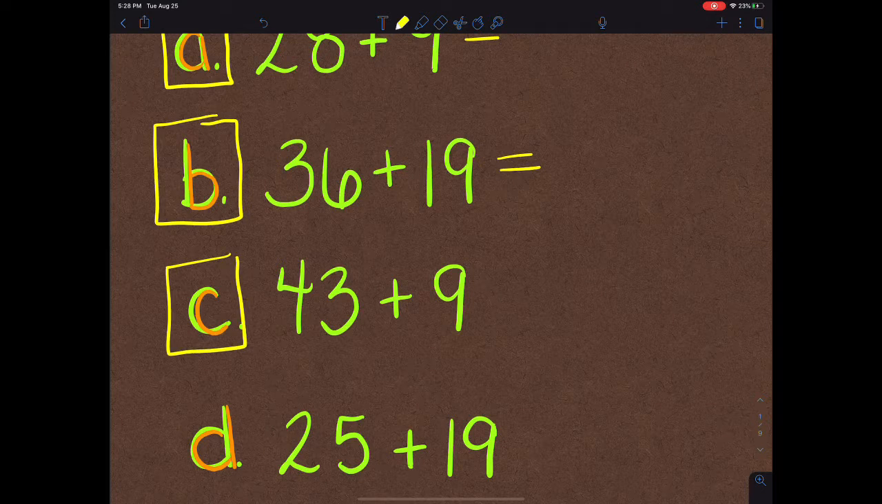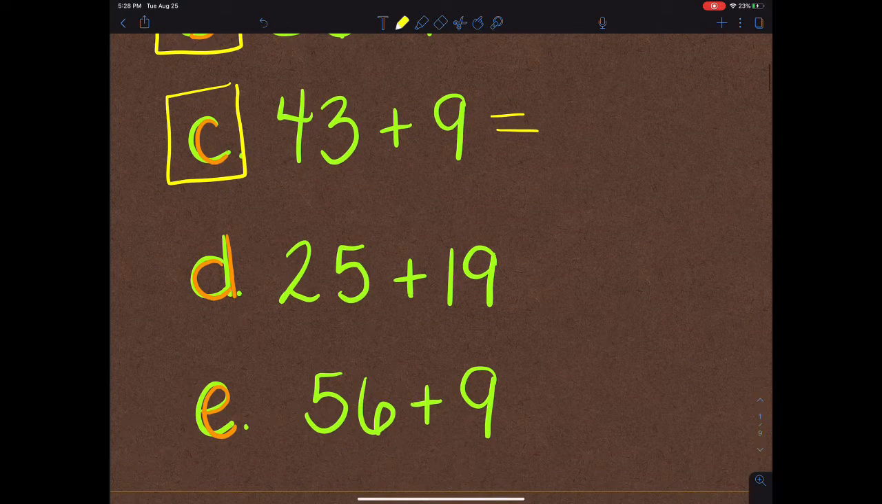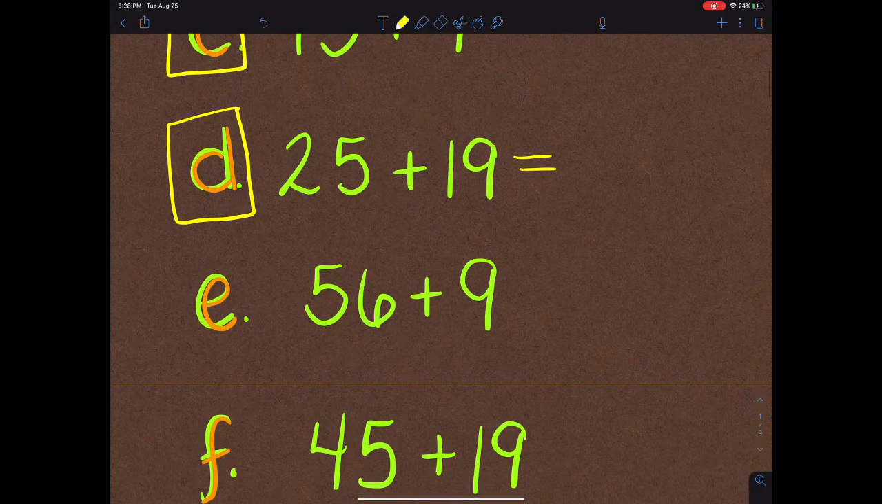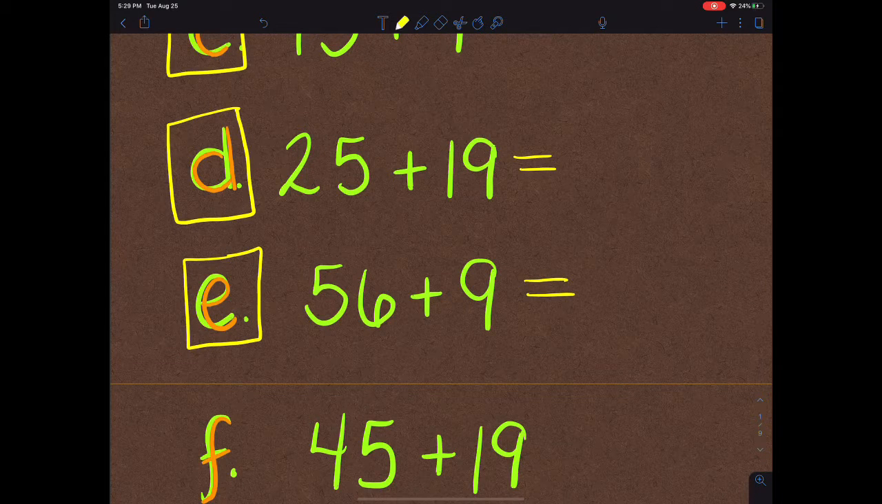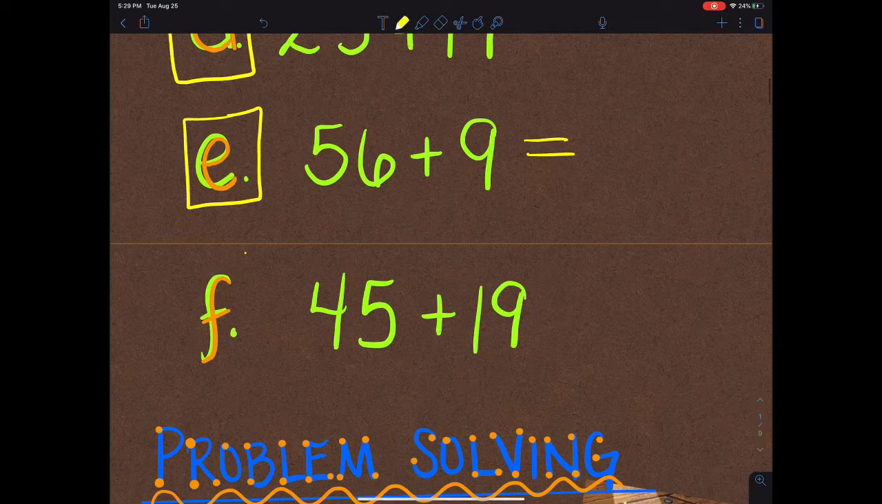C is 43 plus 9. D is 25 plus 19. E is 56 plus 9. And then F is 45 plus 19. Okay, if I went too fast, just pause the video and write your answers down, okay?